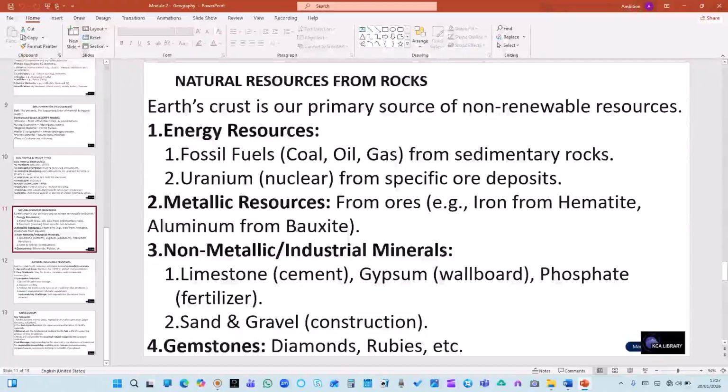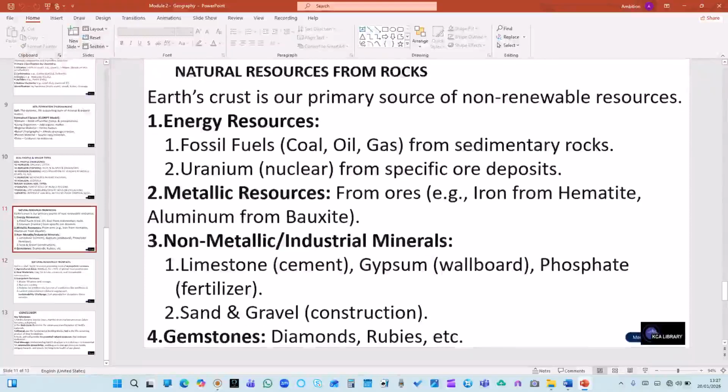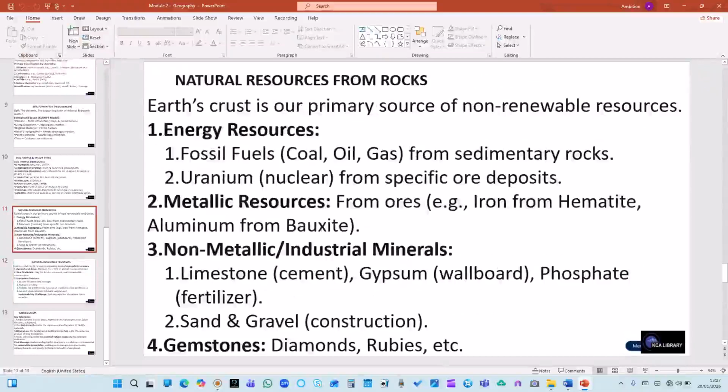Number two is metallic resources, which are extracted from ores. Examples are iron from hematite and aluminum from bauxite. Then we have non-metallic industrial minerals, in the form of limestone for cement, gypsum for wallboard, and phosphate for fertilizer. Then sand and gravel are used for construction. So these are some of the resources from rock. We also have gemstones such as diamonds and rubies.